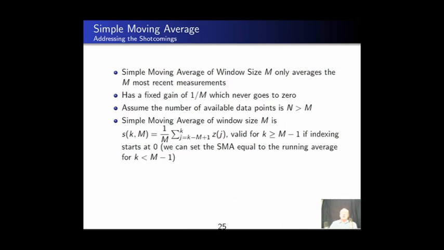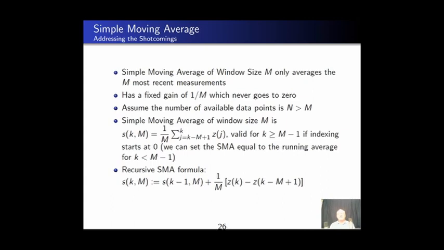Now, you can formulate the running average so that it's a special case of the moving average, if you will, and you can also define the moving average so that until you get at least M data points, the moving average will be equal to the running average. So that if your window size is the same as your number of samples, it's essentially just a running average.